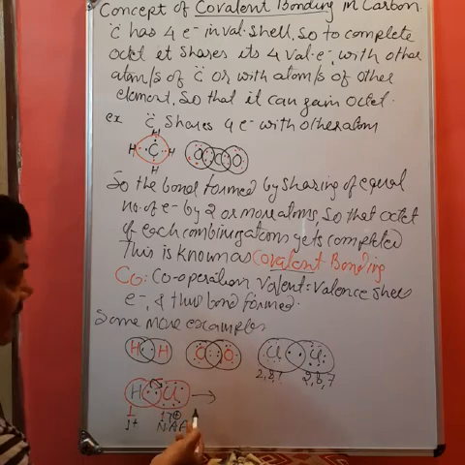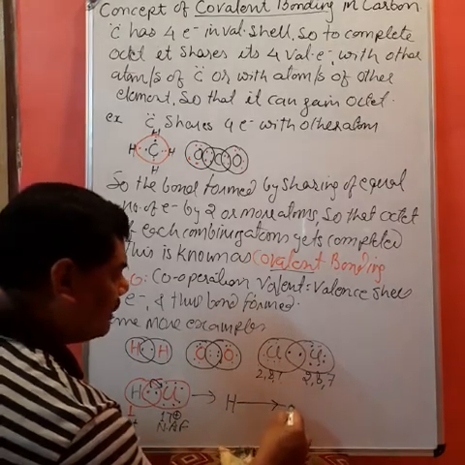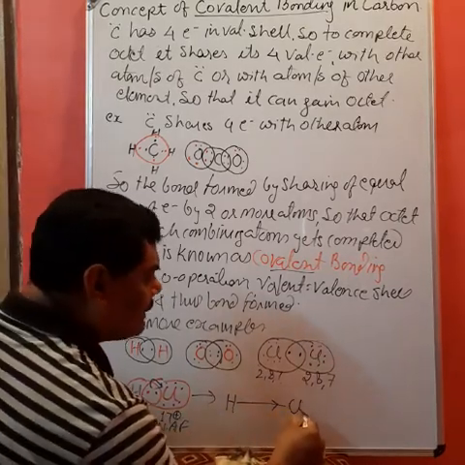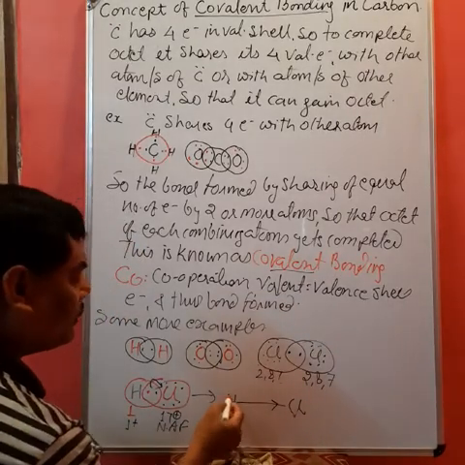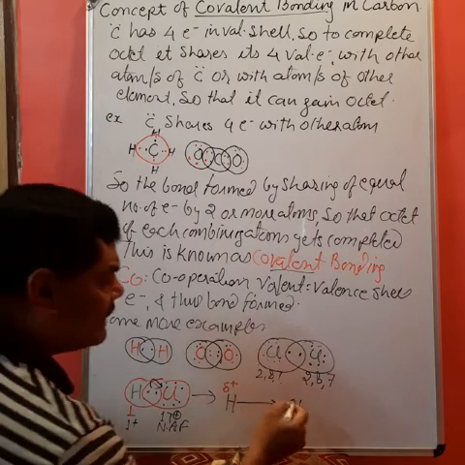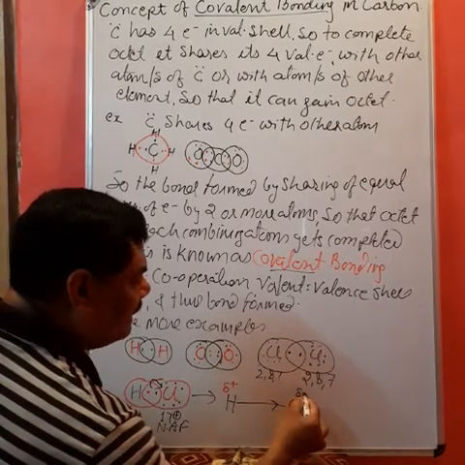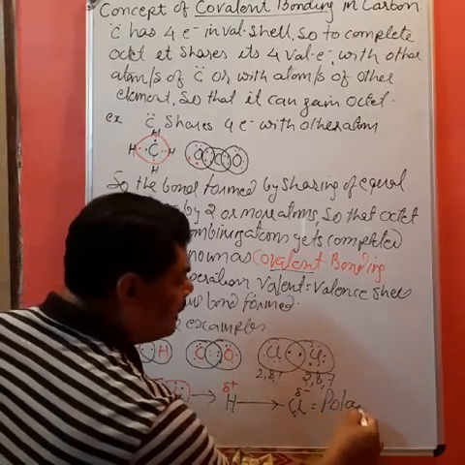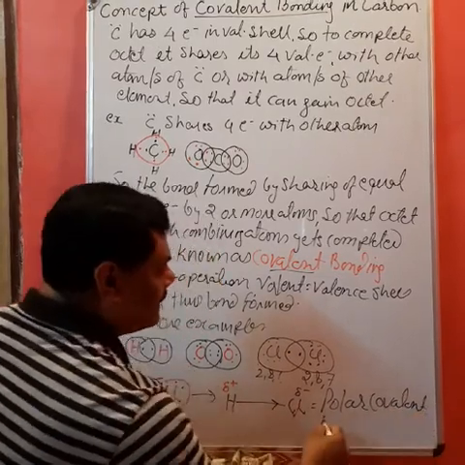Shifted towards Cl. That means we can denote it in this form. Now the Cl attracts the shared pair of electrons, but not completely. It is partially shifted from hydrogen, therefore hydrogen acquires a partial positive charge, while being attracted by Cl, the Cl acquires a partial negative charge. This type of bonding is known as what? Polar covalent bond. Polar covalent bond.